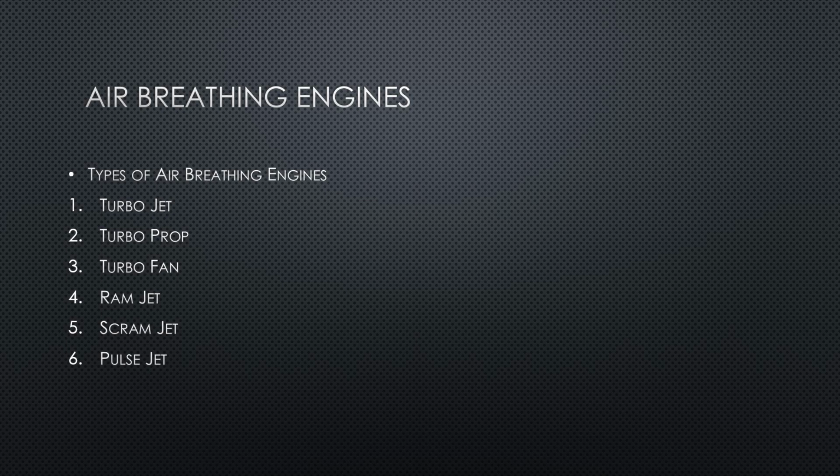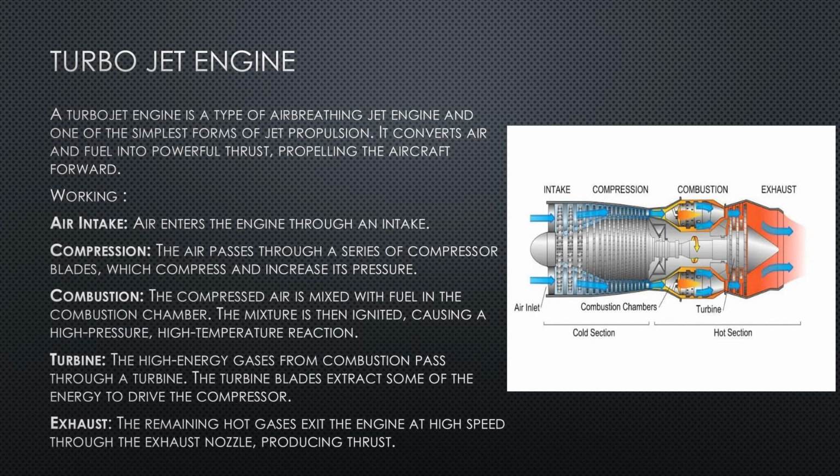Then the types of air breathing engines. There are several types of air breathing engines like turbojet, turboprop, turbofan, ramjet, scramjet, and pulsejet. The main difference between air breathing engines and non-air breathing engines is that air breathing engines get the oxygen or air from the atmosphere, and the non-air breathing engines carry the oxidizer on board for the combustion. And the first type of air breathing engine is the turbojet engine.